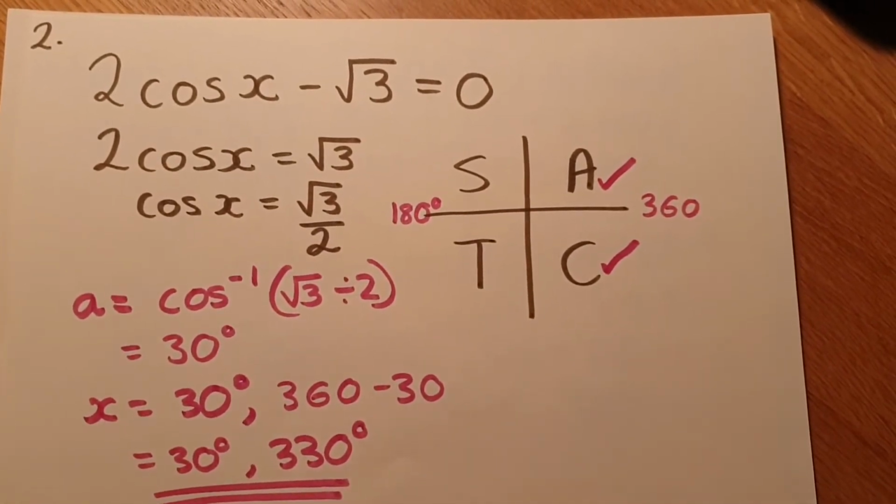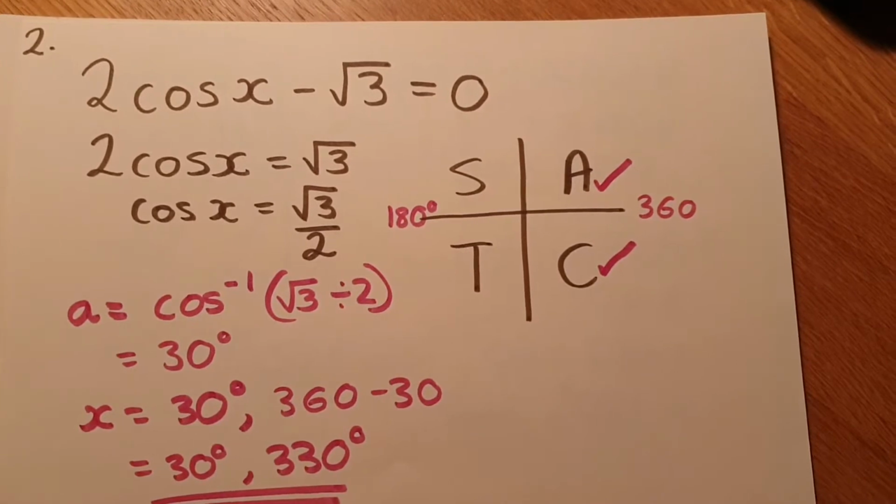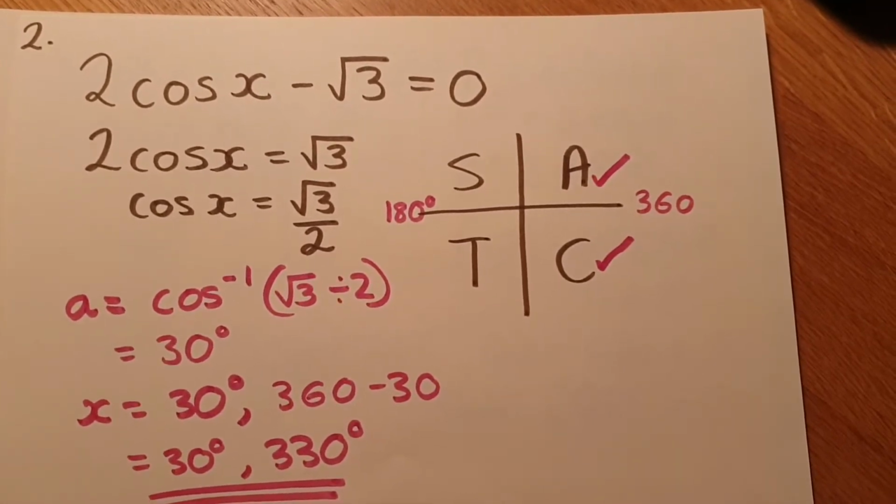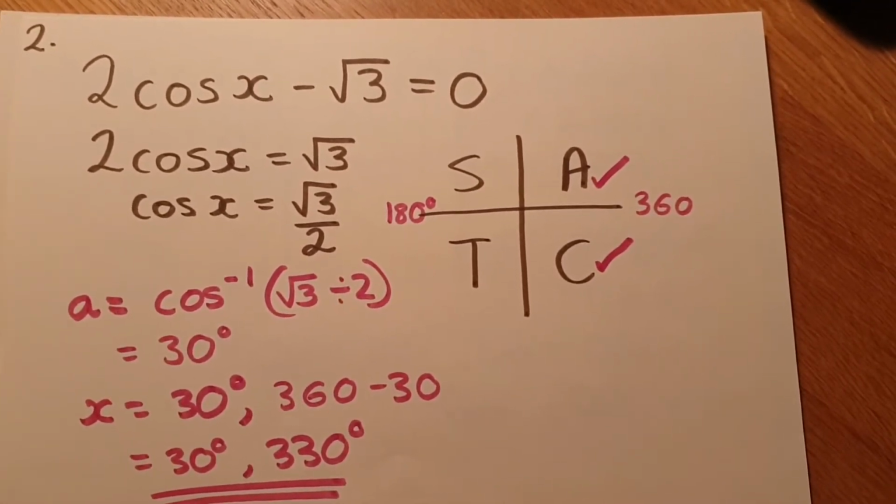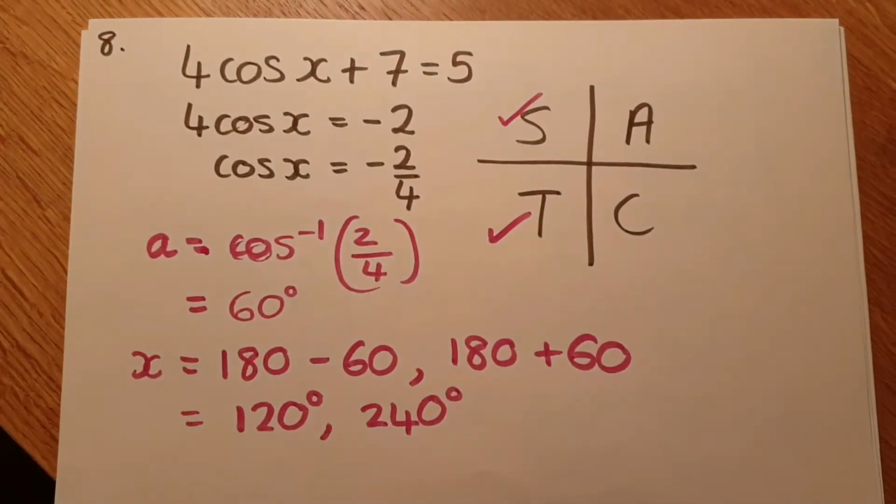Okay, so 30 degrees is your acute angle. The fourth quadrant is 360 minus 30 degrees. So 330 degrees. And that's your two answers for that one.